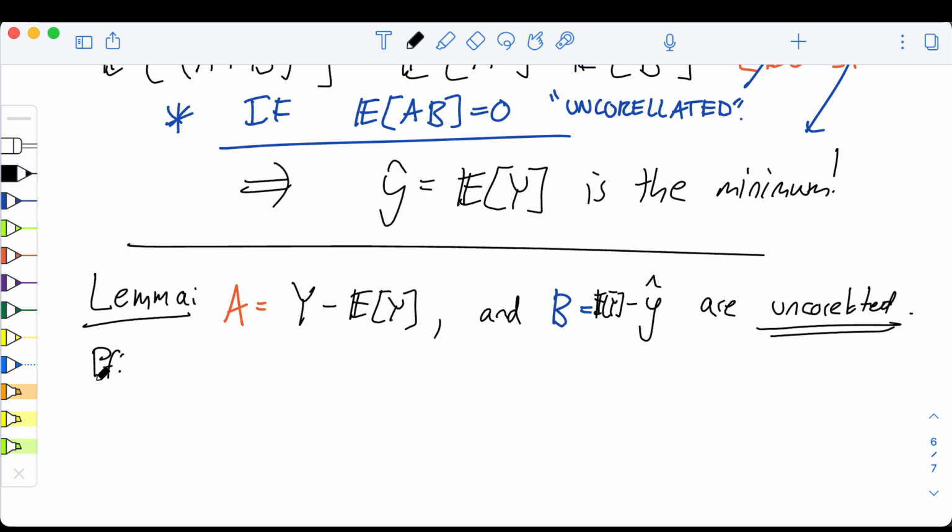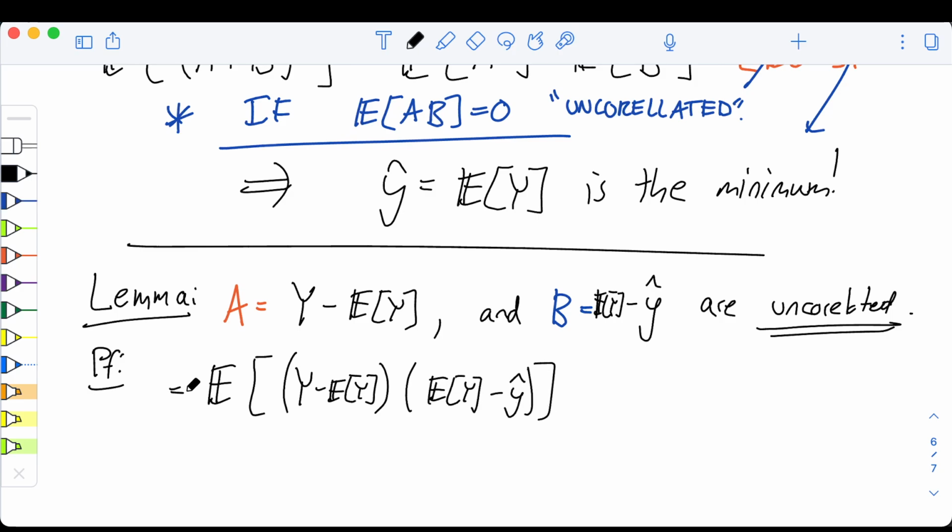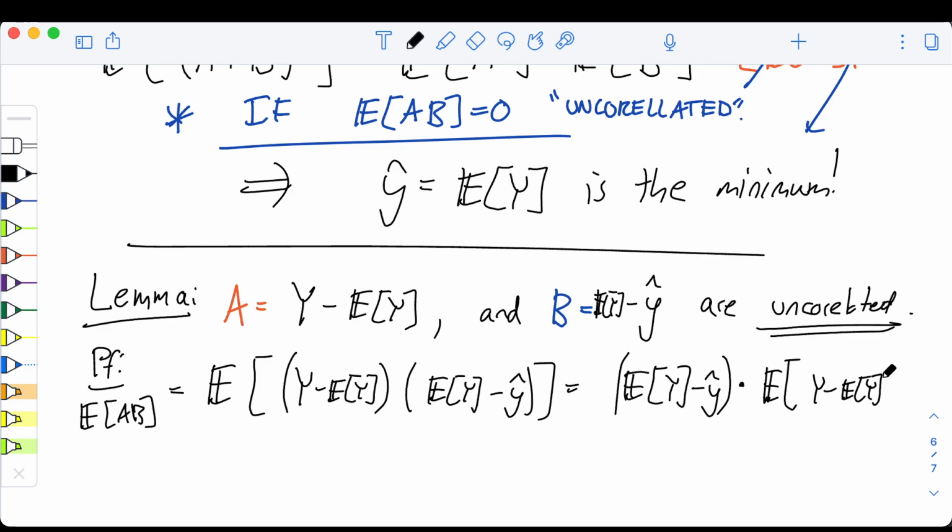Here's the proof. If you do the expected value of y minus expected value of y, that's a, times b. So this is expected value of ab, just writing it out. You'll notice the only thing that is random here is y. Everything else is not random, right? This is some number. The expected value of y, that's for a dice roll, that's 3.5. y hat is whatever number you chose. Not random. So in this case, I can pull that out, right? Pulling a constant out of the average. So this is a number, you pull the number to the front, and now you have the expected value of y minus its expected value, that is zero. So this is expected value of y minus y hat times zero, which equals zero.